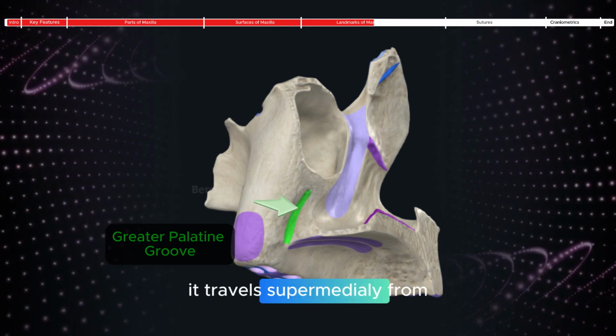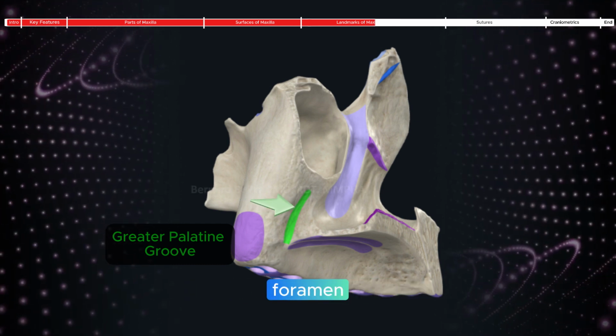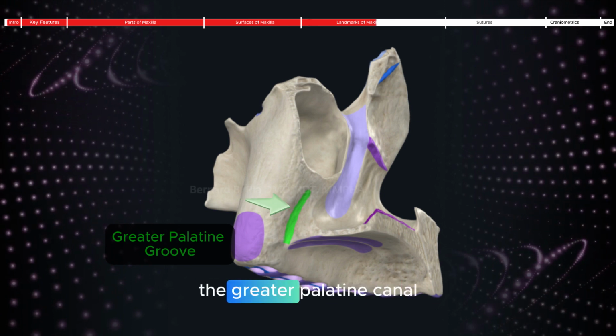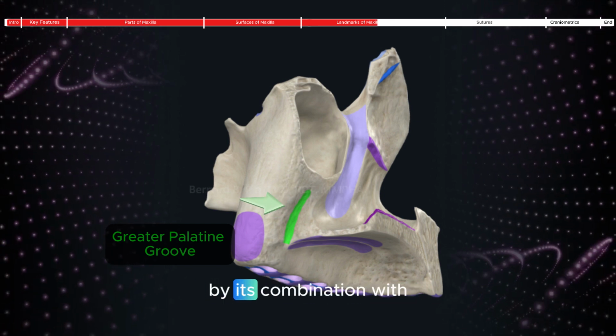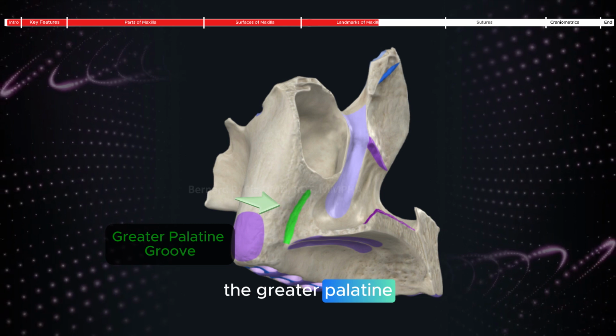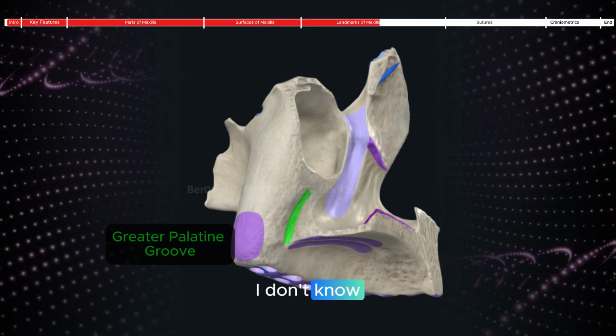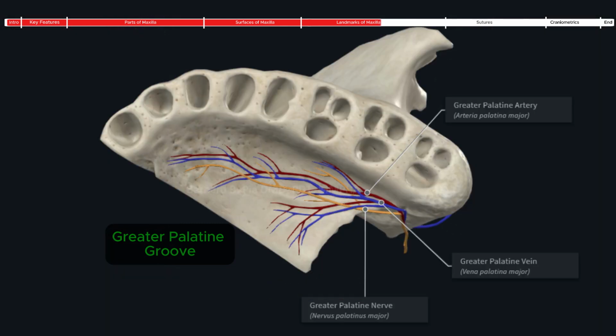It travels supromedially from the greater palatine foramen and is converted into the greater palatine canal by its combination with the greater palatine groove of the palatine bone. This canal allows for the passage of the greater palatine nerve and vessels.